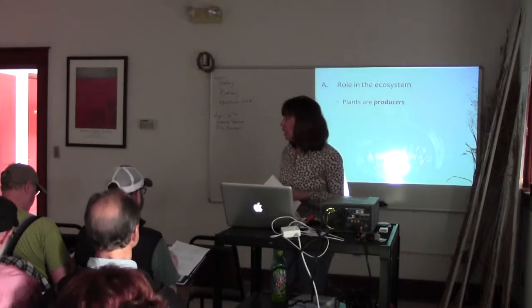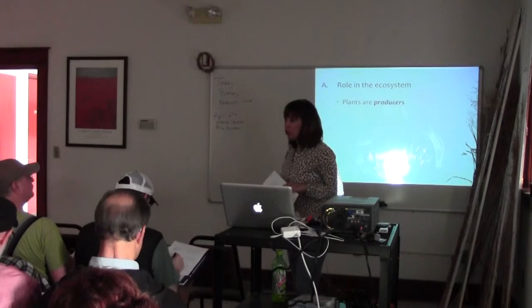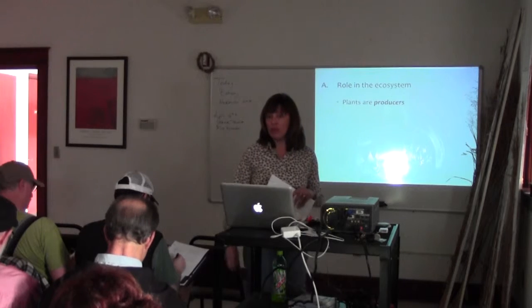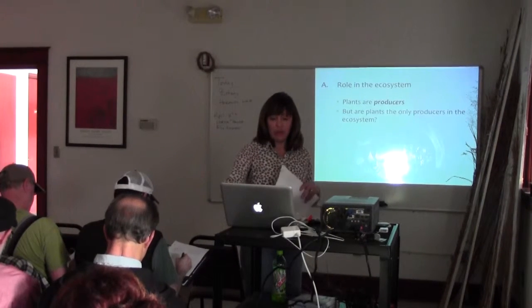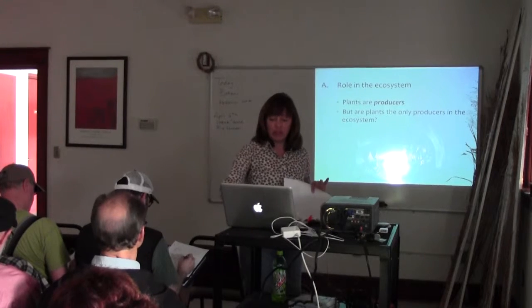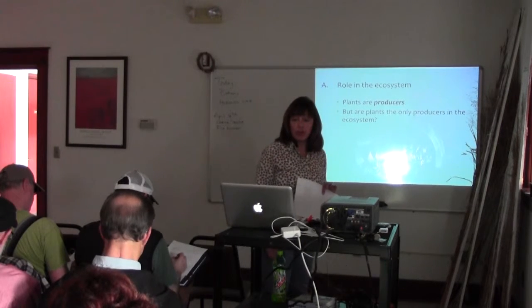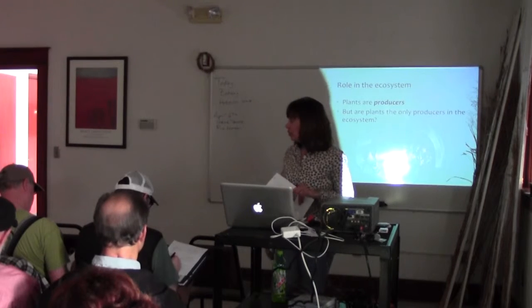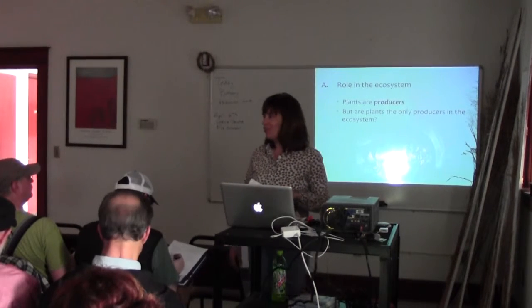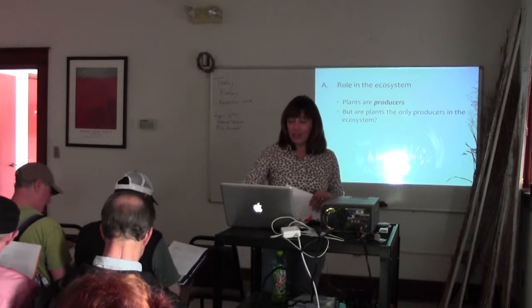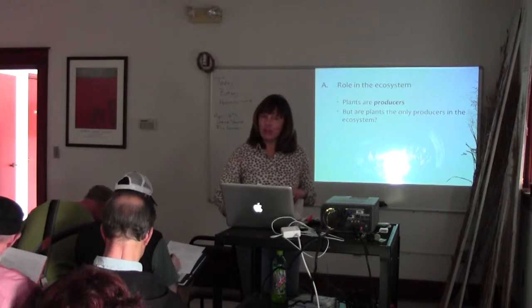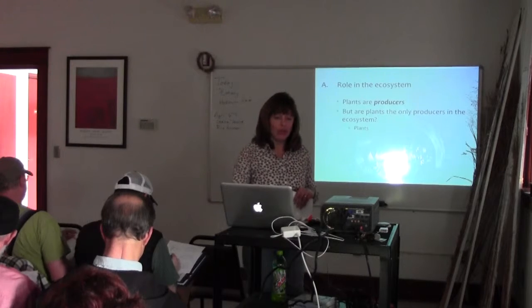They use the light energy from the sun to, well, we'll back that up. They're using light energy from the sun to make their own sugar. But are plants the only producers in the ecosystem? You have the answers in front of you. That's the bad part. Plants are not the only producers in the ecosystem, and you need to remember that. That's an important concept. There's plants, there's algae, which are not plants.